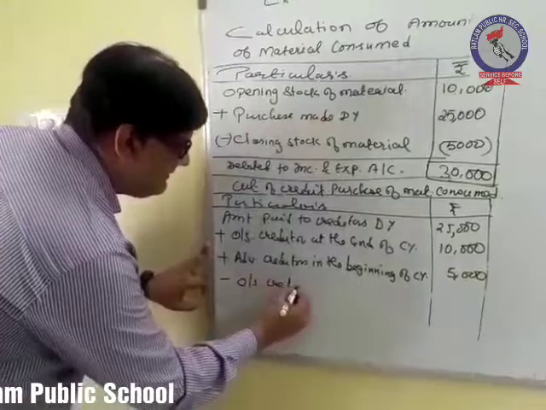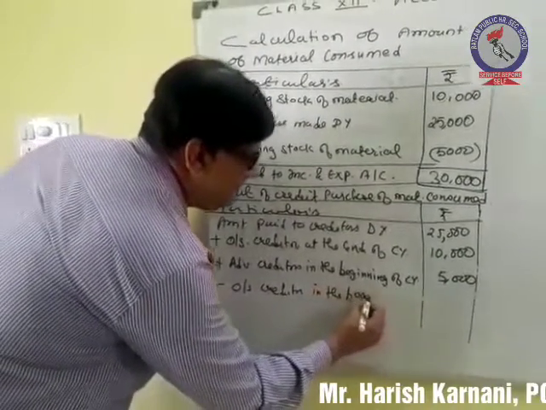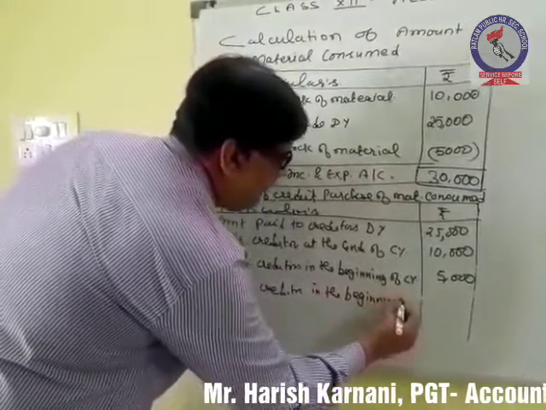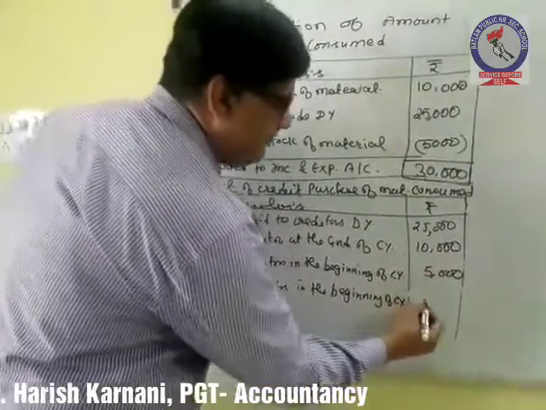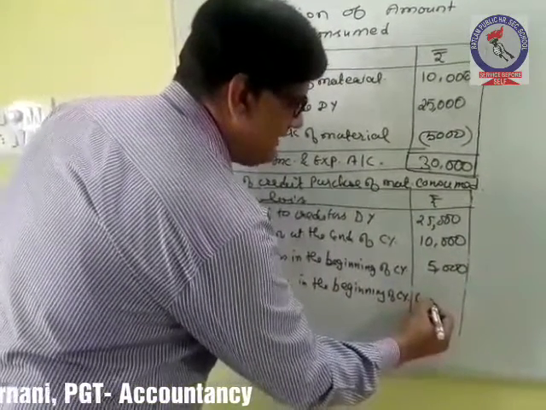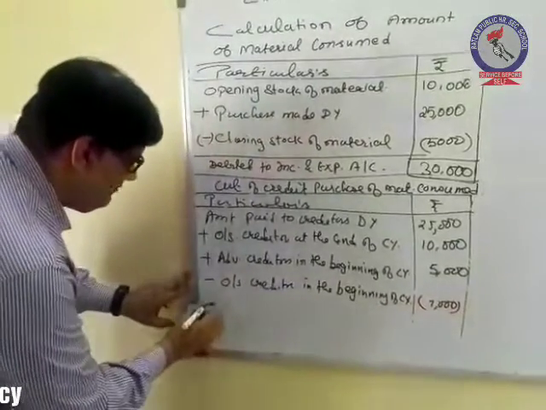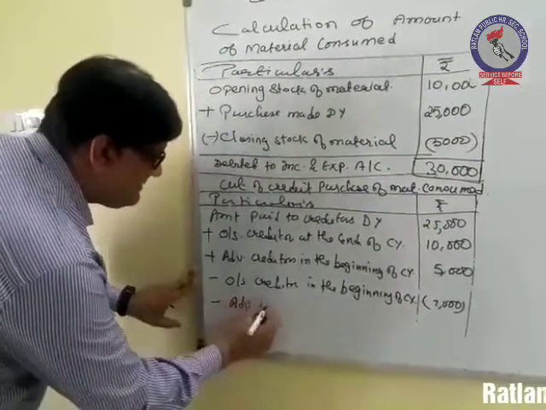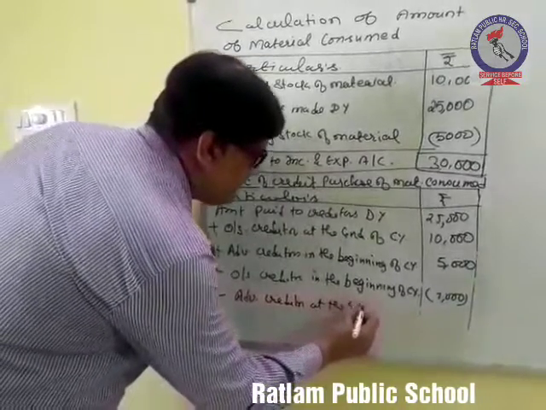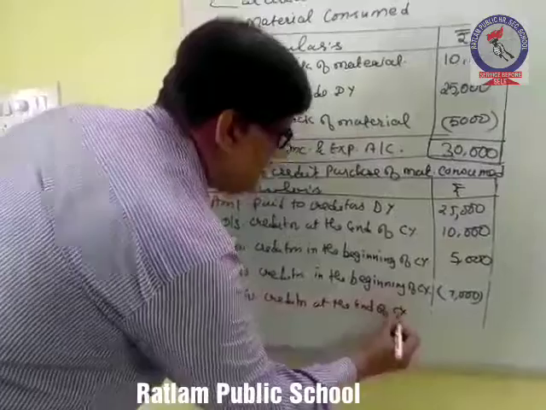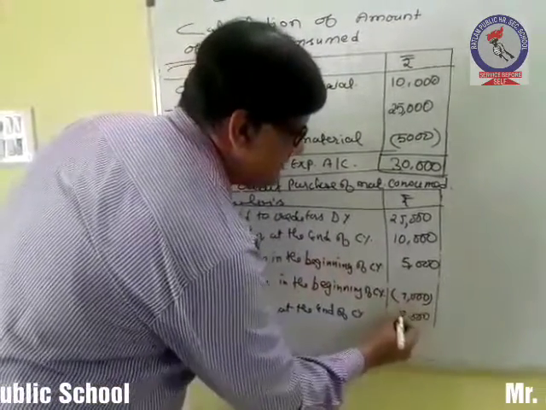outstanding creditors in the beginning of the current year, which is related to the previous year's outstanding amount. So that we have to deduct, let's say 7,000 rupees. Then minus advance creditors at the end of the current year, which is for next year. Let's say it is 3,000 rupees.